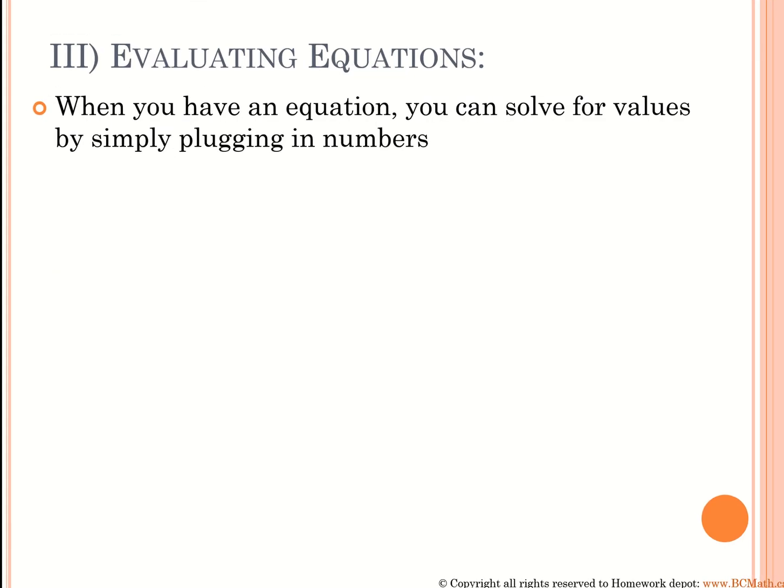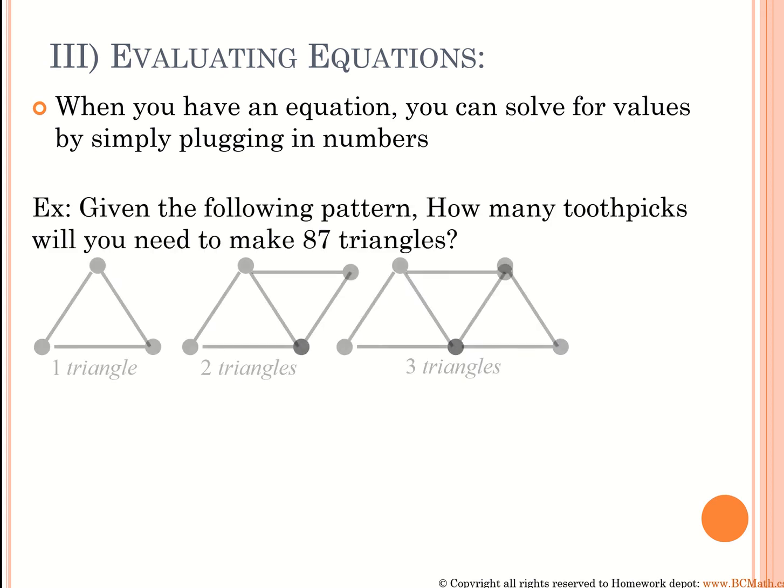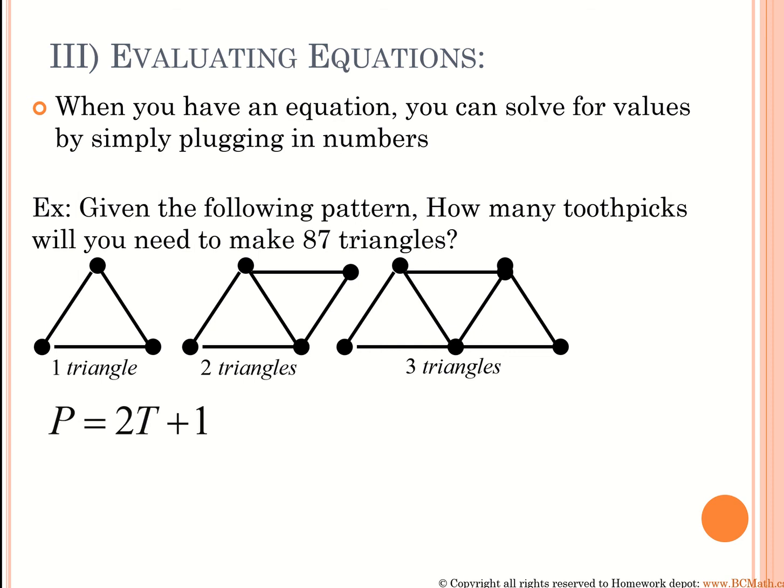And then here is one of the last examples. This one here is what happens when you have an equation. Can you solve for other values by plugging in numbers? So here's this example. Hope you remember this. Here's the formula. The number of toothpicks is equal to the number of triangles times 2 plus 1. And the question is, what if you have 87 triangles? How many toothpicks will you need?